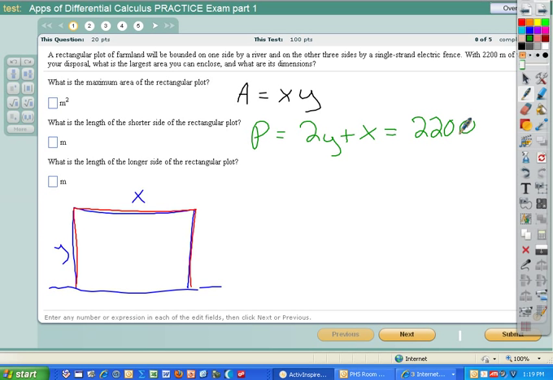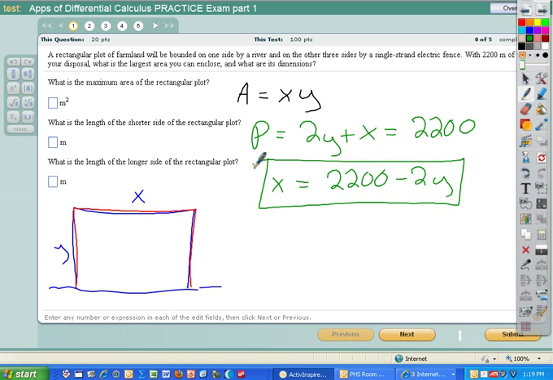Now, which of the two variables do we want to solve for? In this case, it doesn't really matter too much. Probably x, because it's easier to get the x by itself. So if we isolate x, x is just 2,200 minus 2y. Let's put a box around that because we're coming back to it. That's our substitution equation.